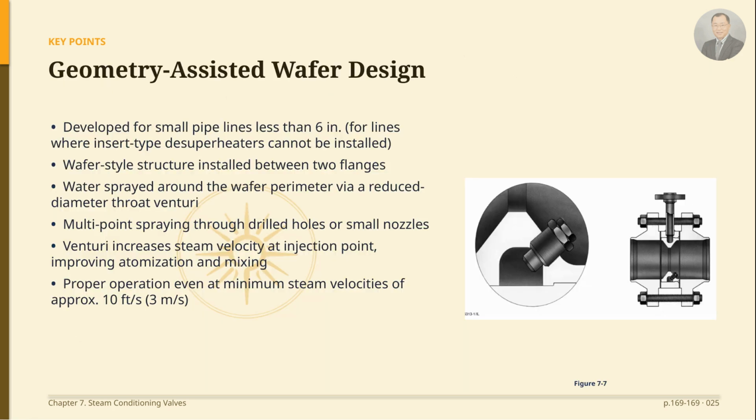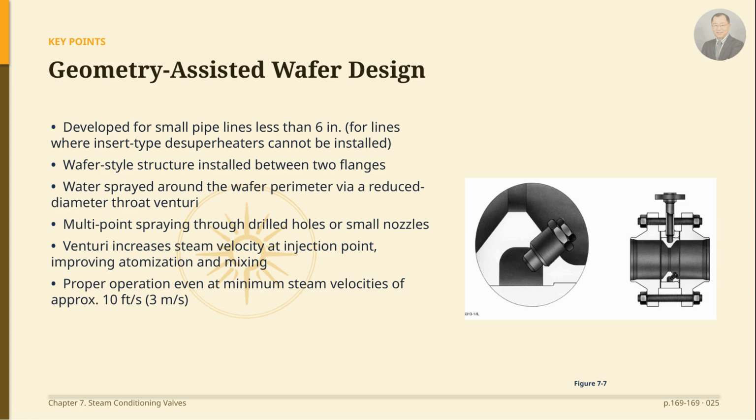Now, I would like to introduce the geometry-assisted wafer design. This device was originally developed for small-diameter steam pipelines of less than 6 inches, where an insertion-style desuperheater cannot be installed. Since the structure itself is in a wafer form, it is installed by sandwiching it between 2 flanges in the steam pipeline. The key is the reduced diameter throat venturi.